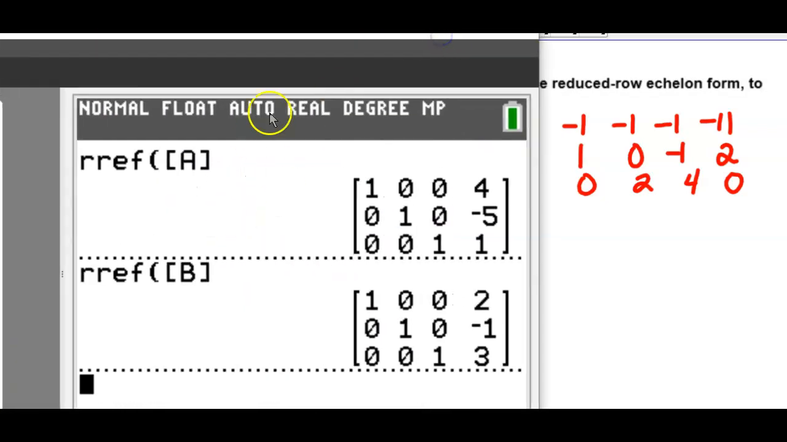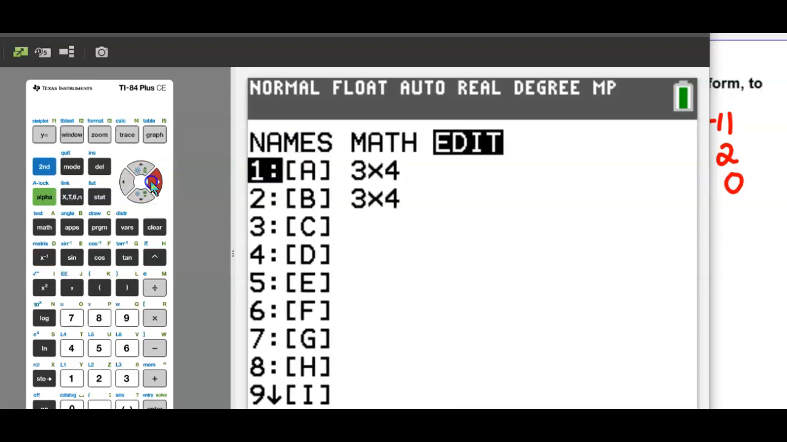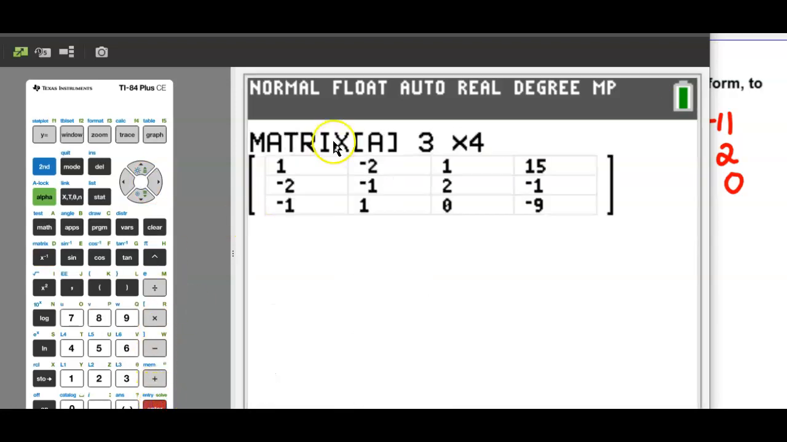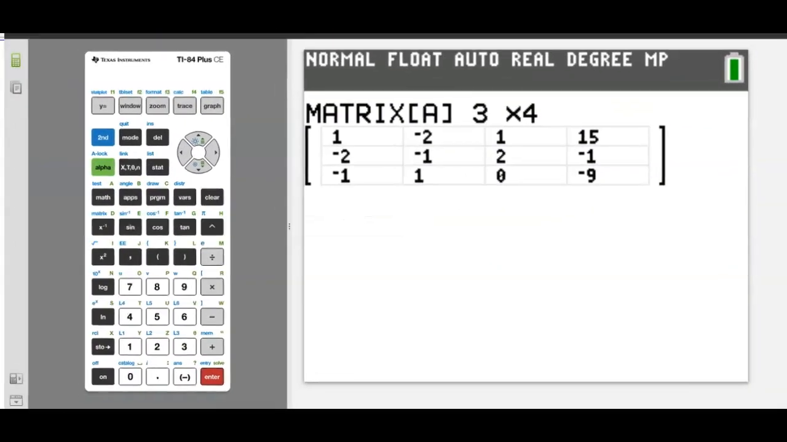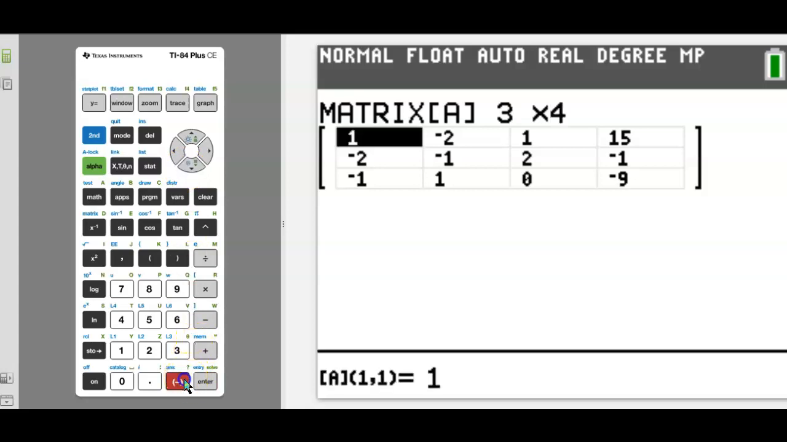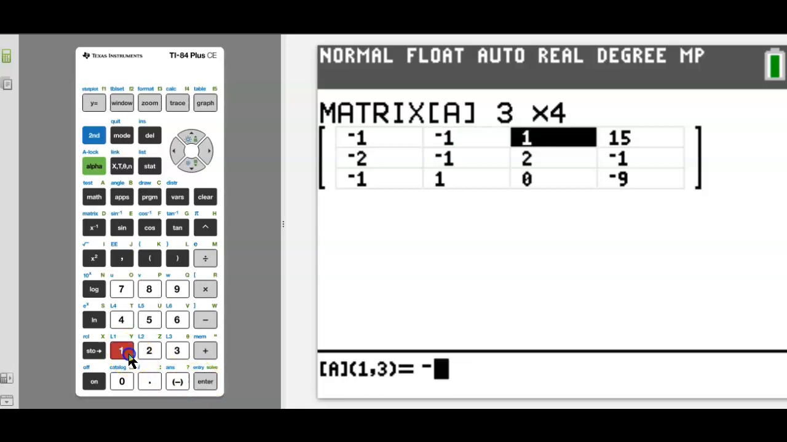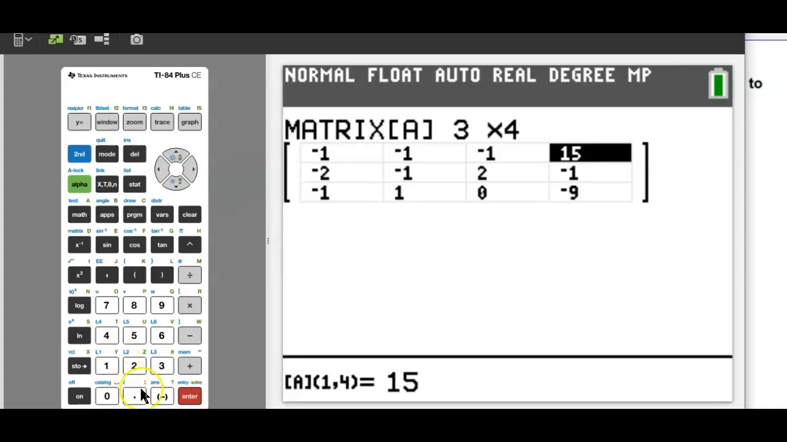All right. I think I'm going to go back and just use A this time. So I'm going to go back in to second matrix, over to edit. I am going to put it in matrix A again. I have -1, -1, -1, -11. Lovely. -1, -1, -1, -11.